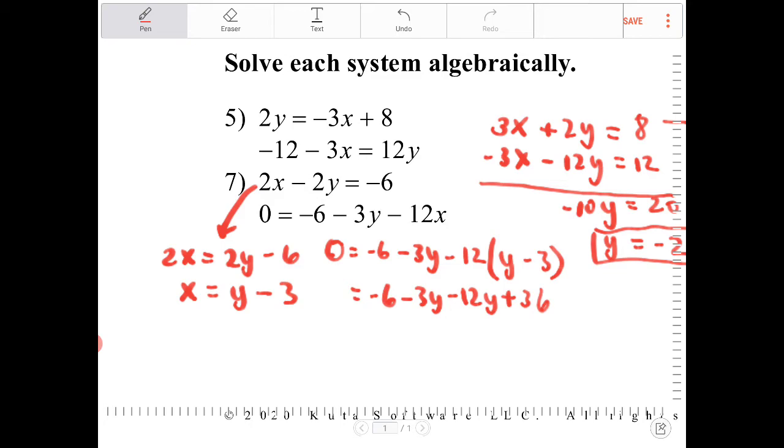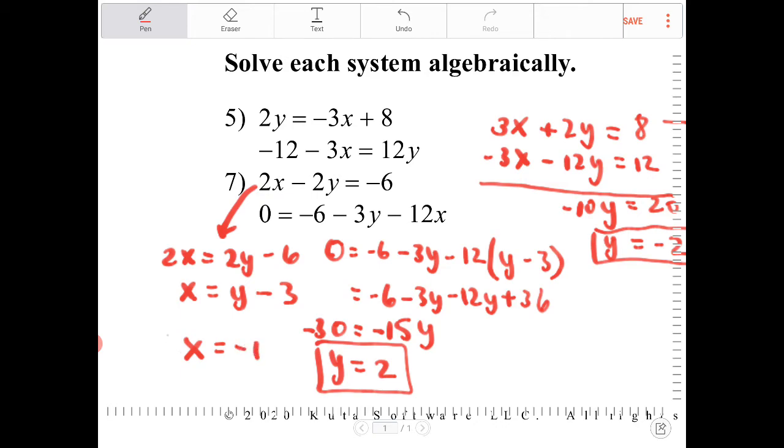Bring everything over that doesn't have a y and combine everything else on the other side that does have a y in it. So I'll end up with -30 is equal to -15y, or y is equal to 2. Now that I have y is equal to 2, I substitute that back into the equation for x. So 2 minus 3, that's just -1.